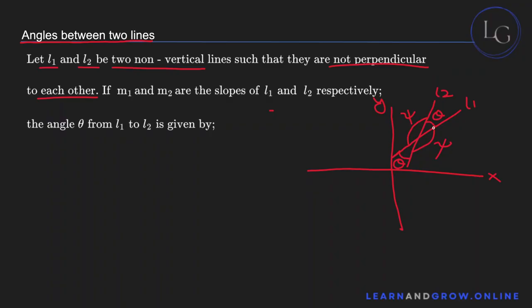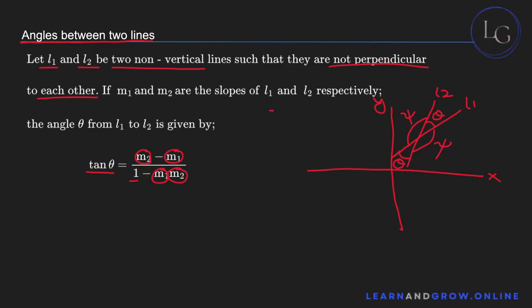So we need to find theta, and the way to find theta is to use this formula. Tan theta is equal to the gradient of line 2 minus the gradient of line 1 over 1 minus the gradient of line 1 into the gradient of line 2. And it's really just that simple.